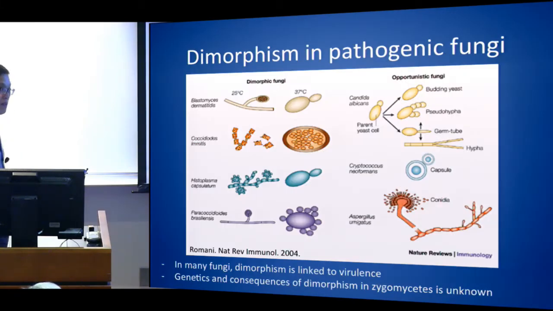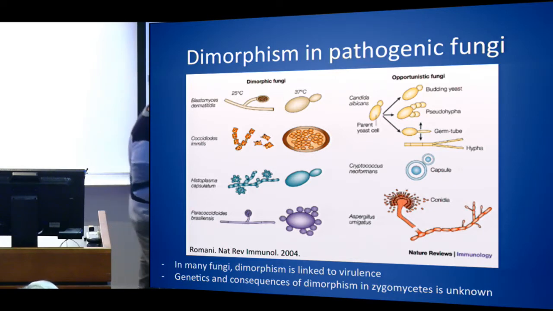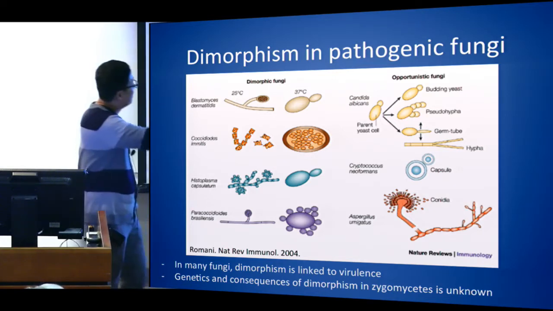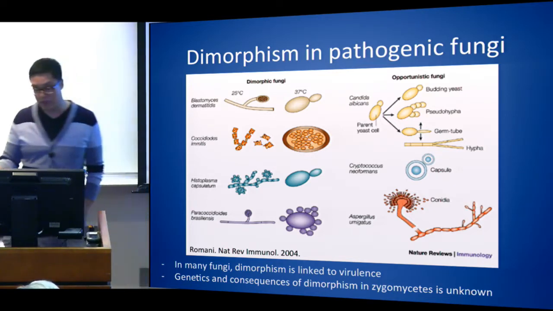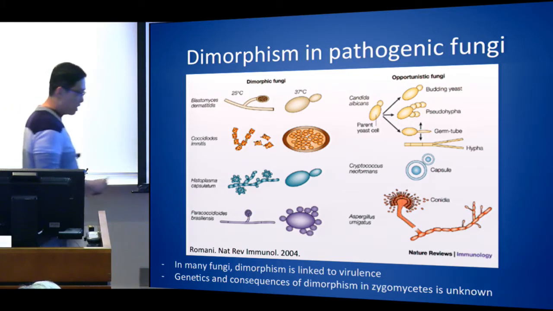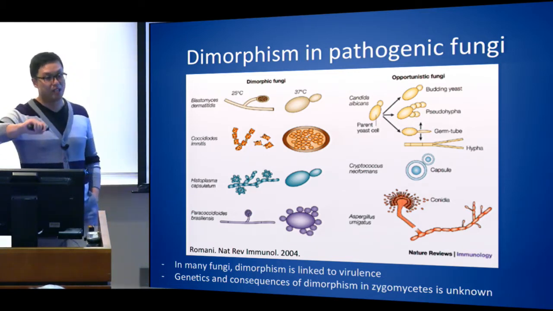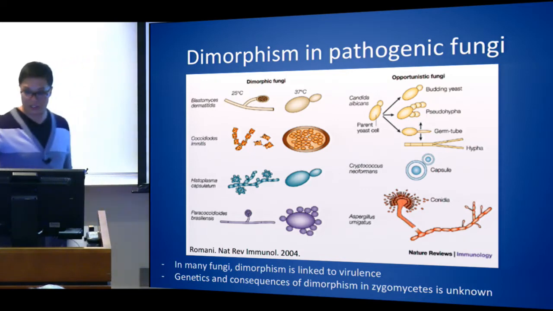Dimorphism is found in many pathogenic fungi. There's a classical group called dimorphic fungi. They grow as mold at 25 degrees, but at human body temperature, 37, they grow as yeast. This is the virulent form of them. Candida albicans can switch their morphology from yeast to hyphae inside the host cell. That is one of their virulence factors.